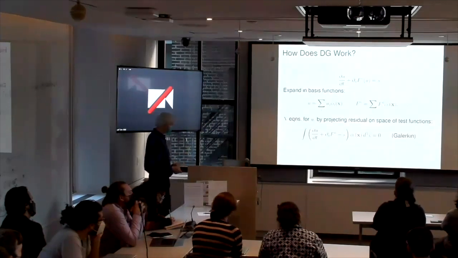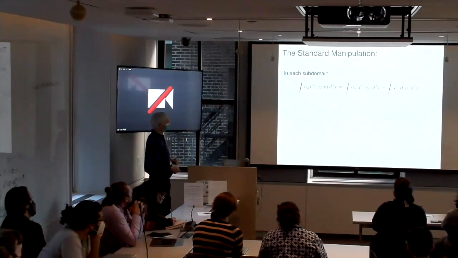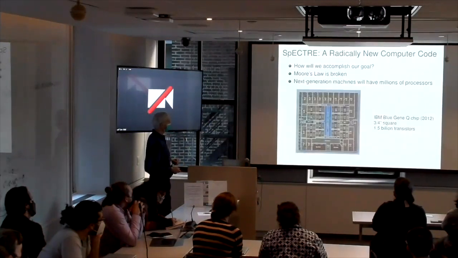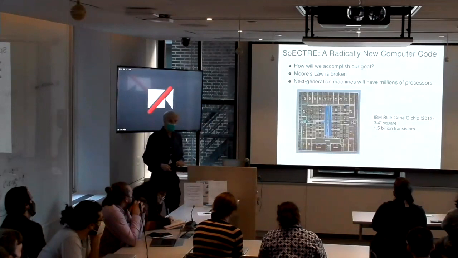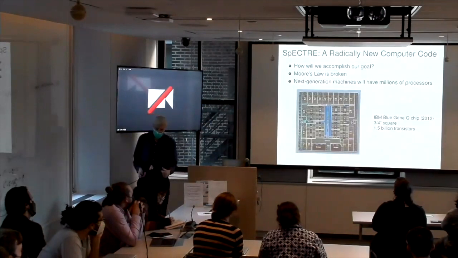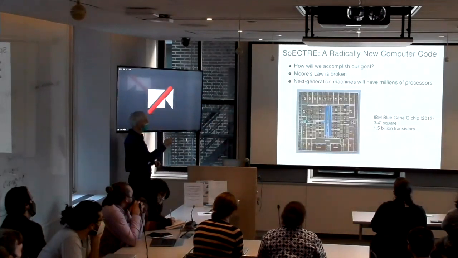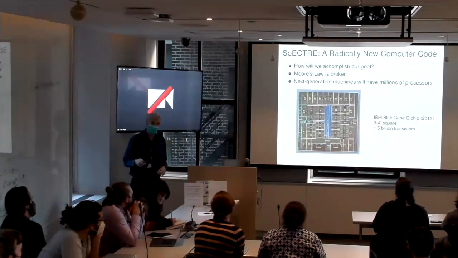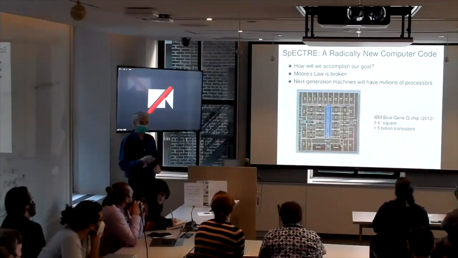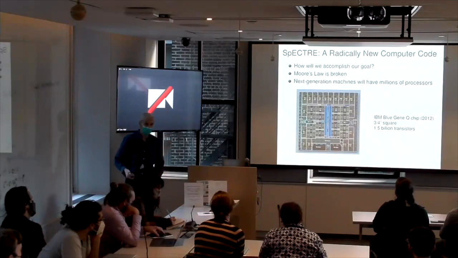I think I'm going to skip these equations. All right, so we have a new code, which we've called Spectre. Some movie makers paid us a lot of money to use this name for some movie. I've forgotten what it was about.